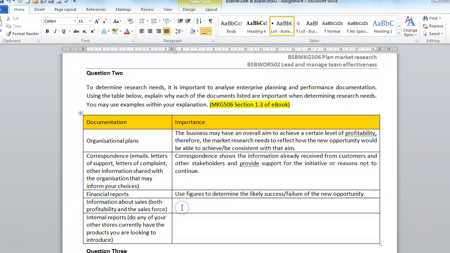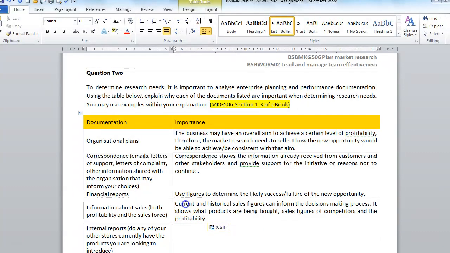Then we have information about sales, both profitability and the sales force. So we could look at current and historical sales figures, so what's happening now and what has happened in past years, which can inform the decision-making process. It shows what products are being bought, sales figures of competitors, and the profitability. So maybe a competitor already has the department you're thinking of bringing in, and you could have a look at their sales figures and see how they're going.